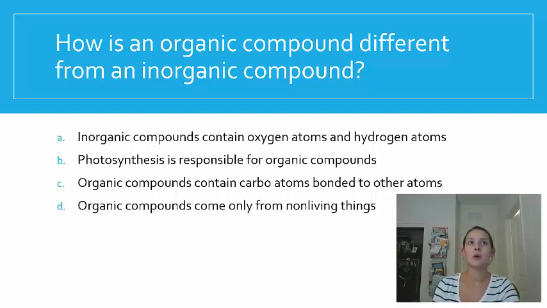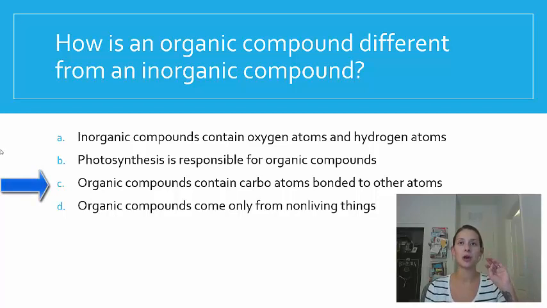And then we're down to inorganic compounds contain oxygen and hydrogen, or organic compounds contain carbon atoms bonded to other atoms. Well, I know for sure that organic has to contain carbon. Inorganic compounds can contain lots of things outside of oxygen or hydrogen, so that's too specific. So the correct answer here is C, that organic compounds contain carbon atoms bonded to other atoms.